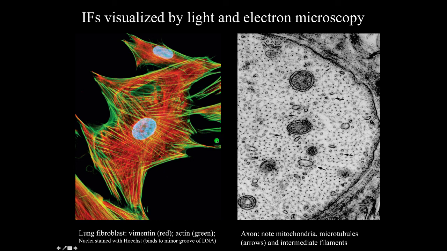Here is an electron micrograph of an axon. You can clearly see mitochondria, you can see microtubules at the arrowheads, and the little dots you can see as intermediate filaments like this. So these would be some of these so-called neurofilaments.